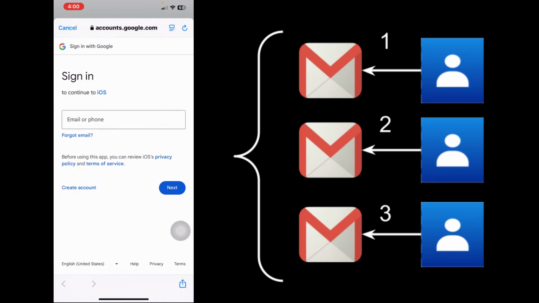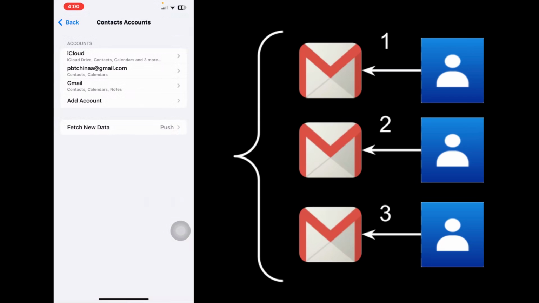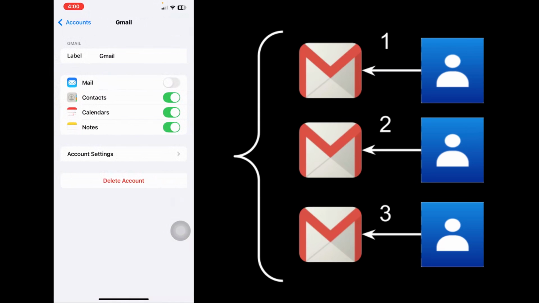Google. And here you can enter your email address and password and it will authenticate you, and that email address will get saved in this list. And once it is saved, you can go and click on it and you can control the access of this particular Gmail account with your iPhone.